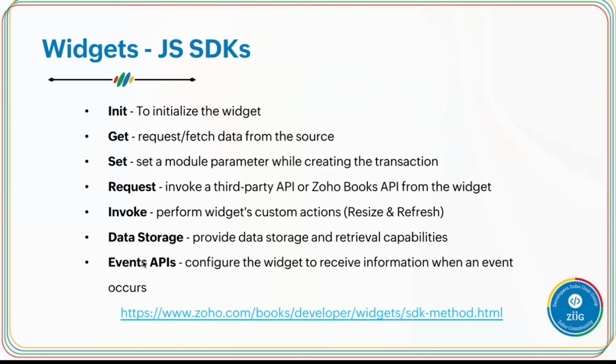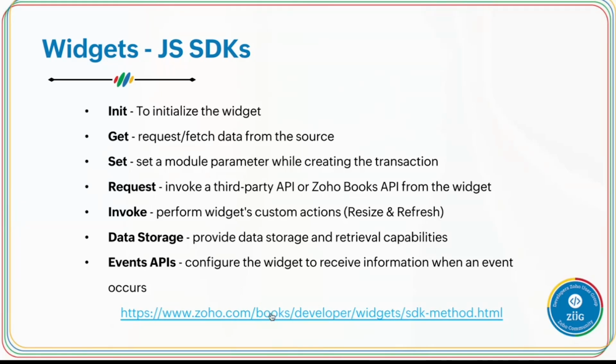This method will look for actions happening within Zoho Books, and whenever the specified action occurs, the counter action will be immediately triggered. So these are all the SDK methods provided to create widgets in Zoho Books, and the syntax and the code for these methods are provided in the developer documentation. So let's get into the developer documentation and see how the information is available over there.